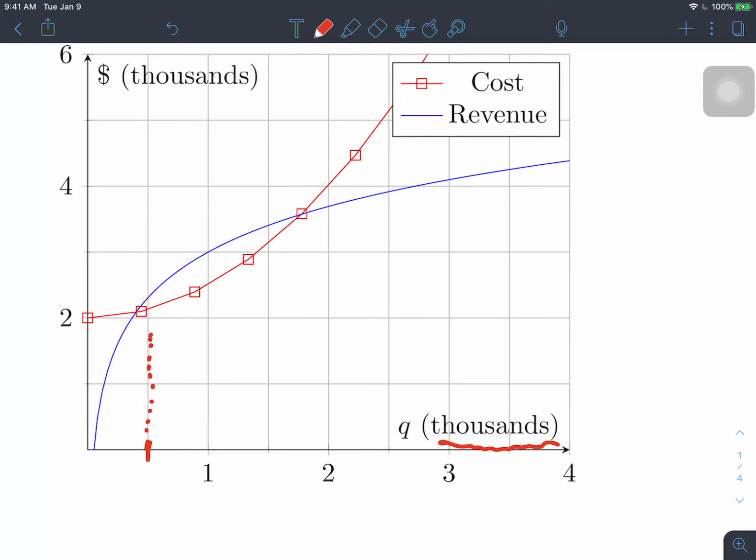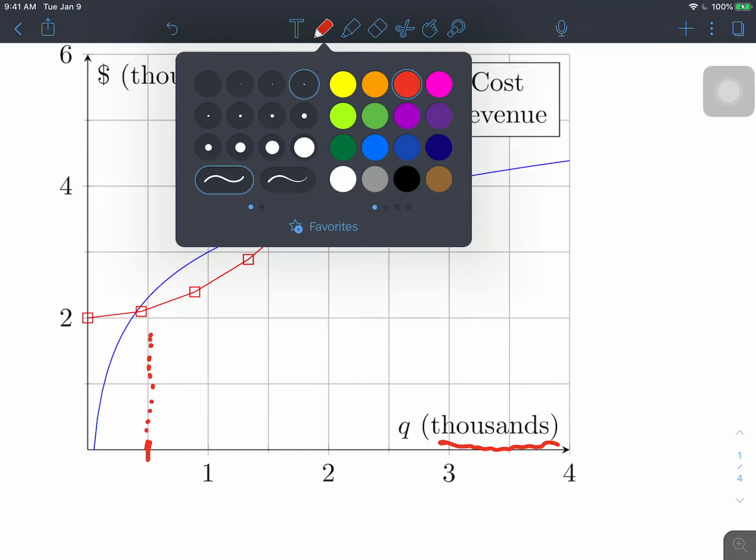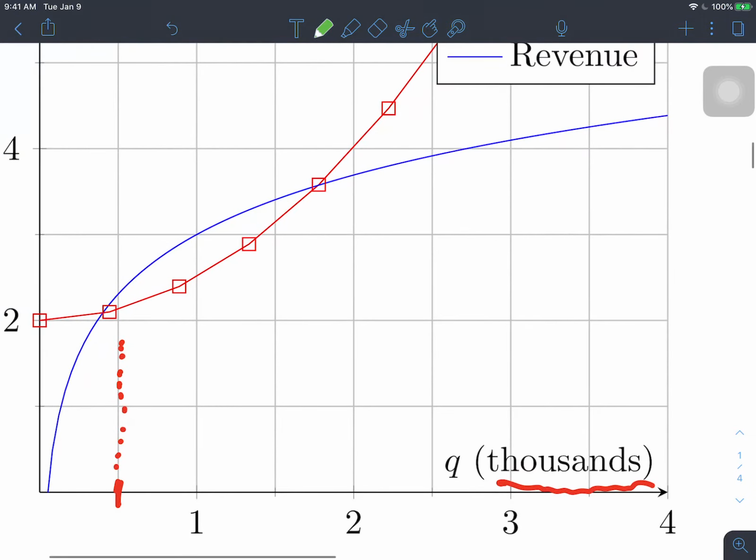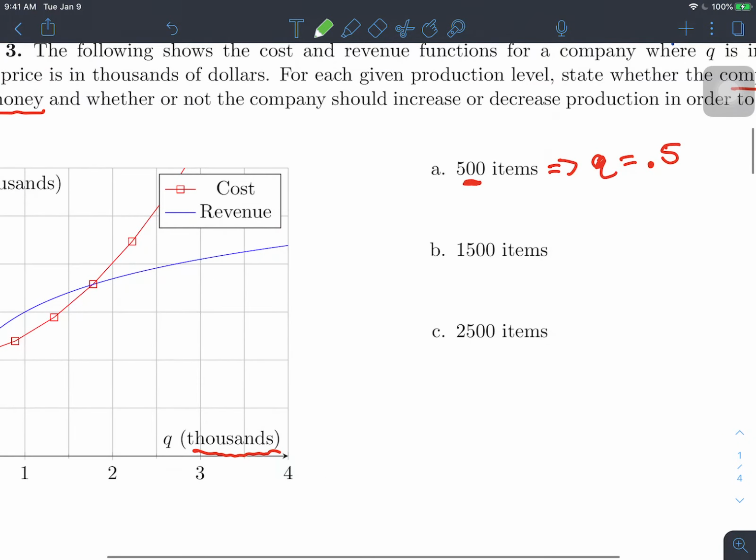Profit, remember, is the function that we get when we take the revenue function minus the cost function. So if I were to take the height of the blue line and subtract from that the height of the red line, I would get a positive number because the height of the red line is smaller than the height of the blue line. So I'll do it in green since we're earning money. This distance here is going to be our profit. Okay, so we are making money.